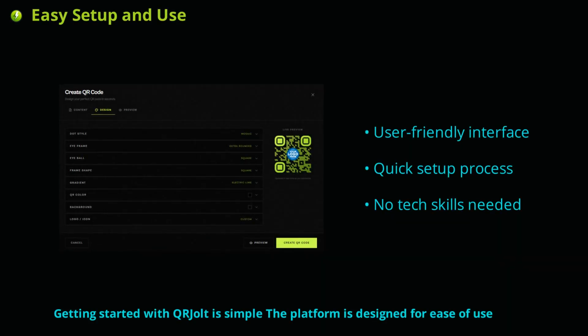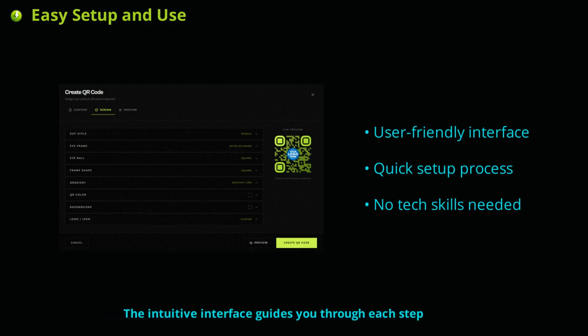Getting started with QR Jolt is simple. The platform is designed for ease of use, so you don't need to be a tech expert. Create your dynamic QR codes, set up tracking, and start collecting data in just a few clicks. The intuitive interface guides you through each step, making it accessible for everyone. Whether you're managing one campaign or dozens, QR Jolt makes it easy to stay organized and in control.